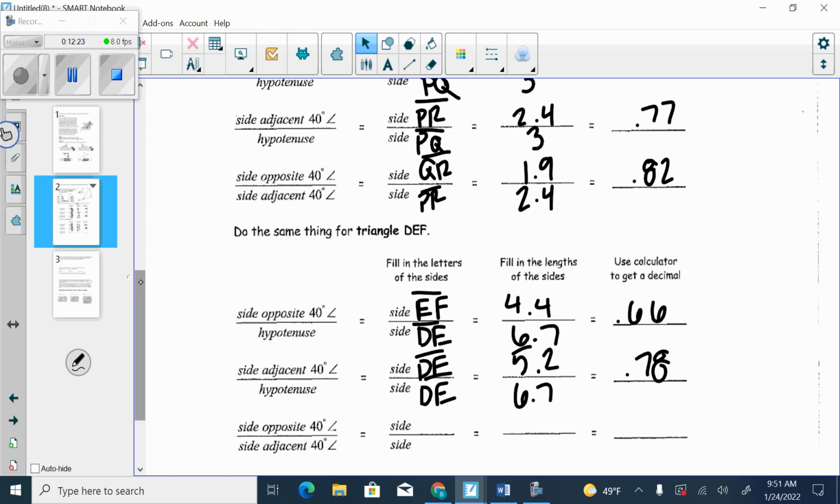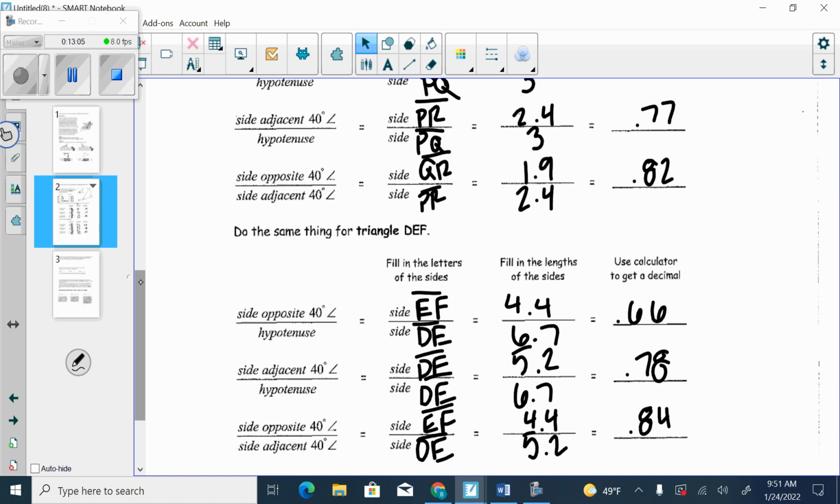All right. And then lastly, we've got opposite, which we said was EF, over adjacent, which we said was DF. So our numbers for EF were 4.4, and for DF, we said it was about 5.2. And what do we get when we divide those? 0.85. Again, it could change depending on your numbers. Whatever I measured, I got closer to 0.84 or 0.83. Something along those lines.